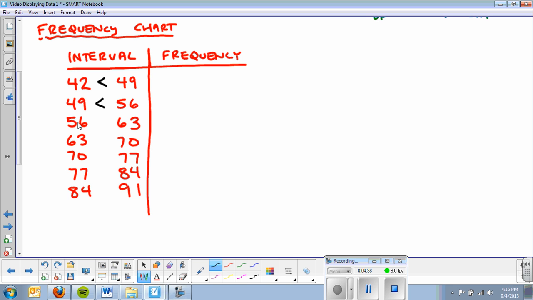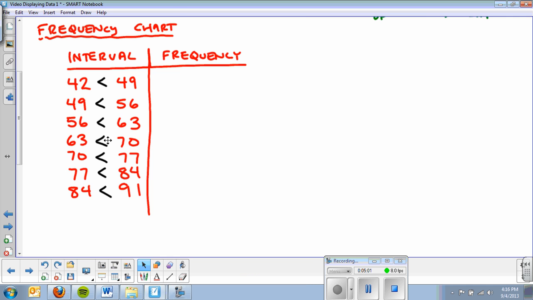So technically 55.9 would still be in this interval. So 56 to 63, but not including 63. 63 is in the next interval, all the way up until 70 would then move into the next one, up until 77, and then 84 and up to 91.